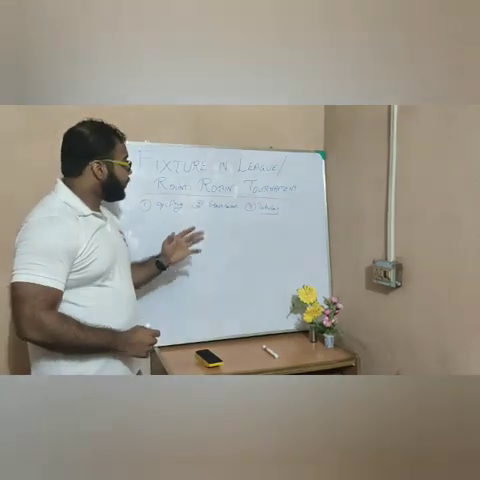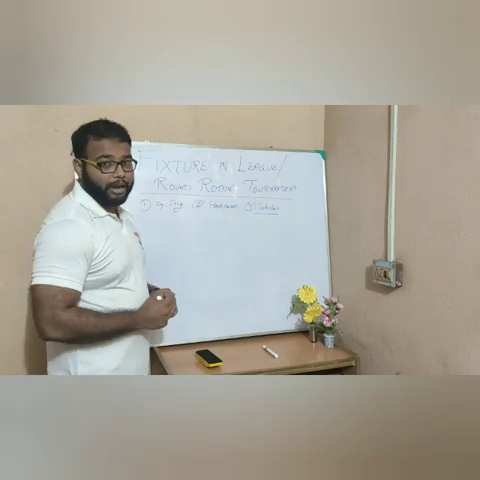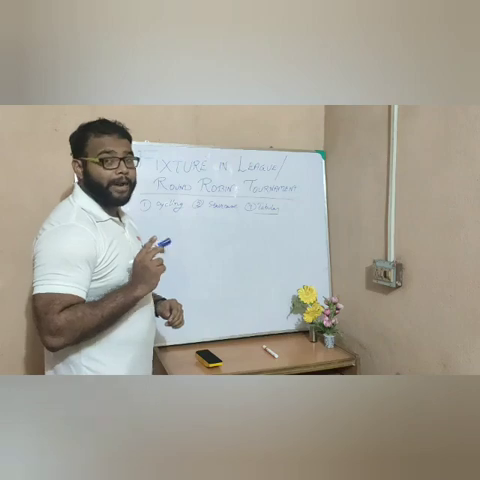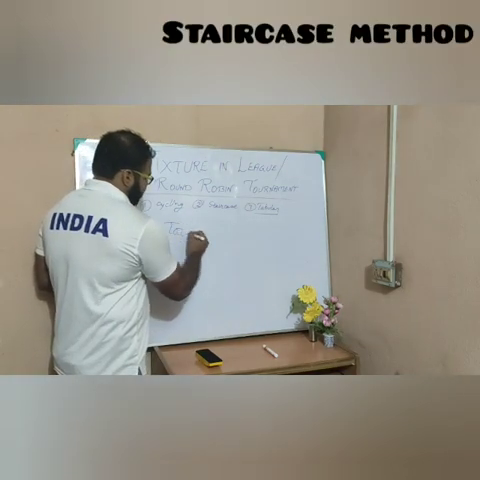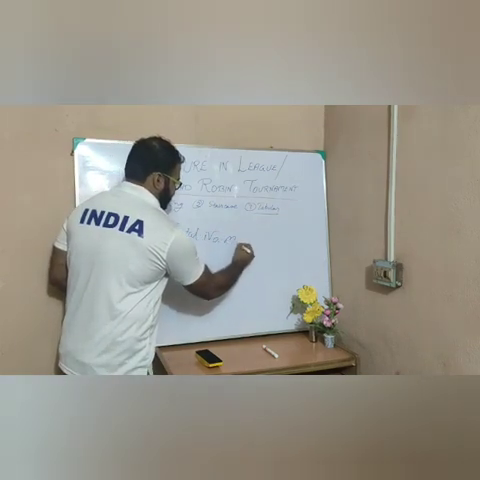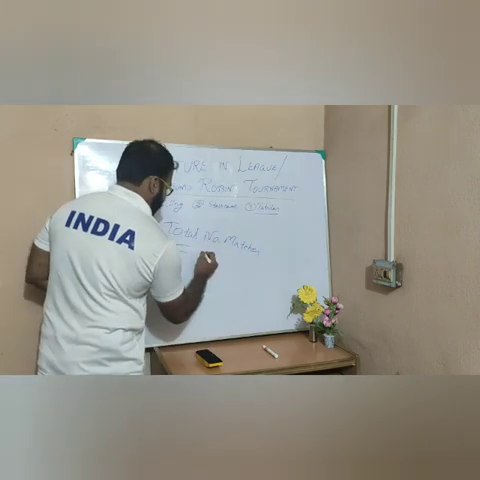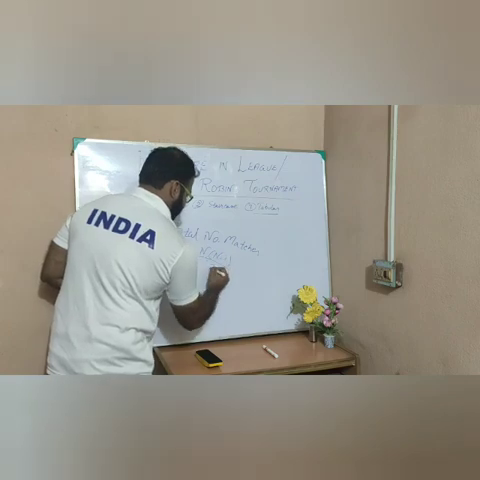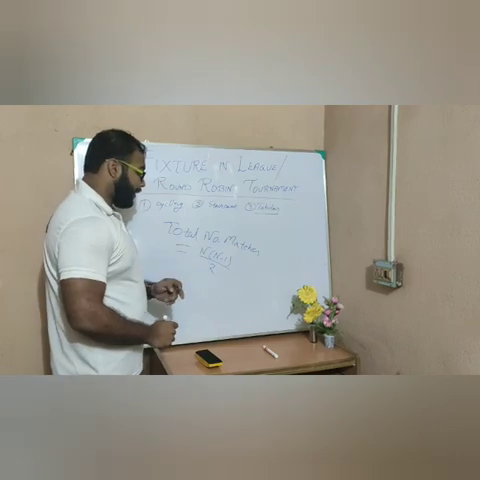Now comes the staircase method. This is the easiest method of this round robin or league tournament, because there are no byes. Number of teams, total number of matches. Total number of matches remains the same, that is n into n minus 1 by 2.